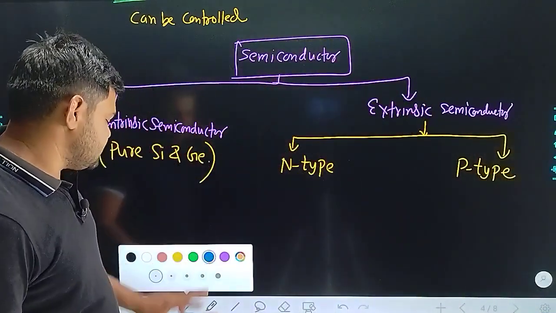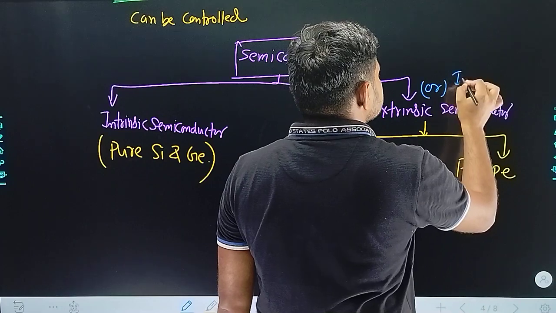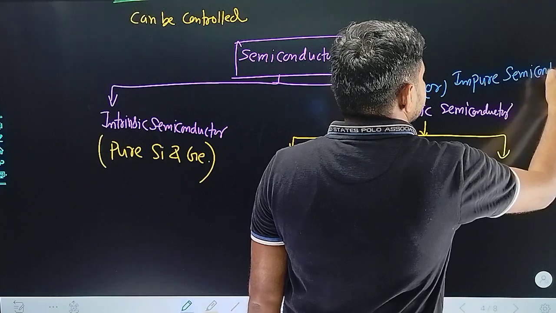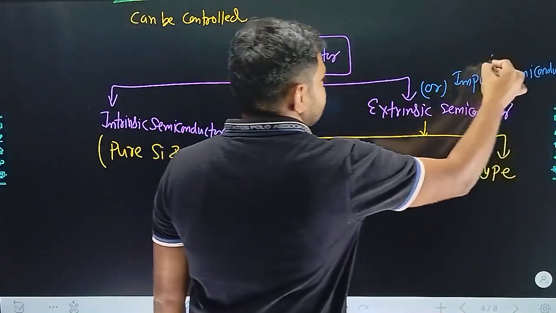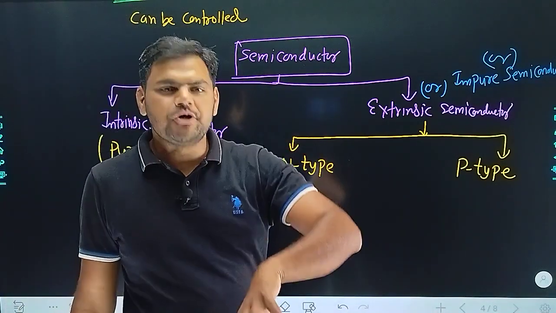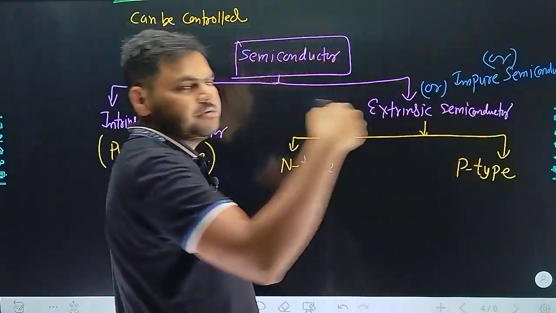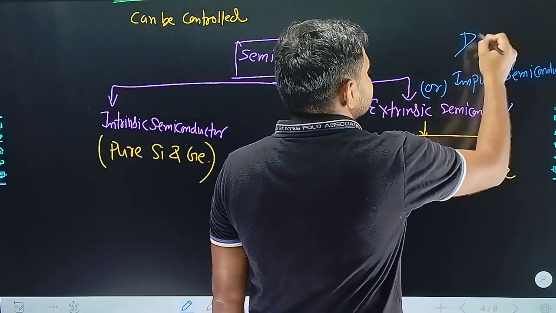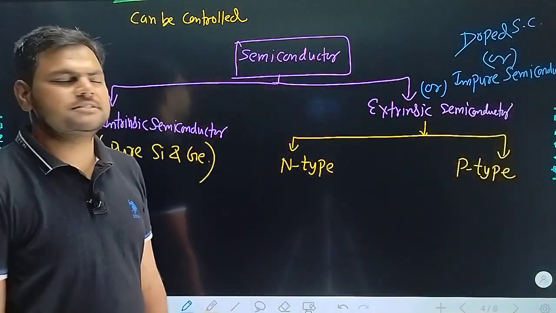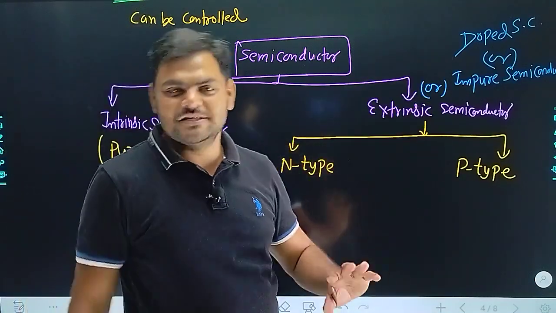Guys, extrinsic semiconductor is formed by adding some impurity, so we also say extrinsic semiconductor is an impure semiconductor. Something which is not pure, we say impure. This semiconductor becomes impure by adding some impurity. By doing some kind of doping, we have formed it, so we also say this is a doped semiconductor. Extrinsic semiconductor is also called impure semiconductor, and it is also known as doped semiconductor.